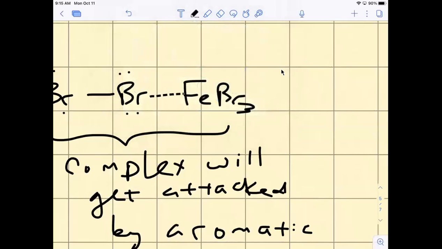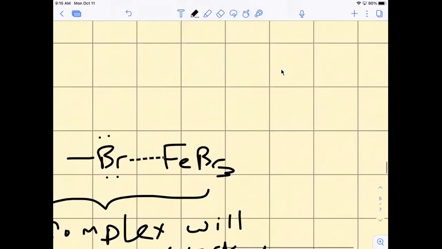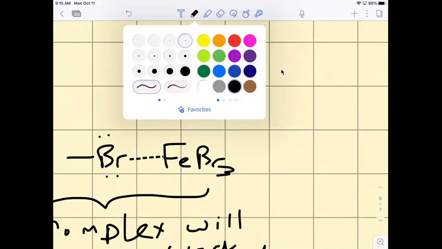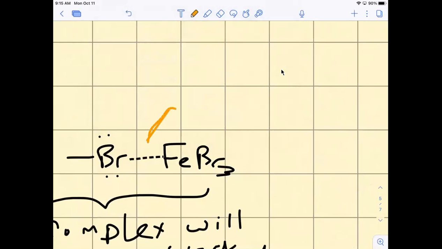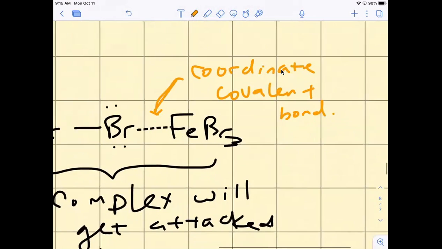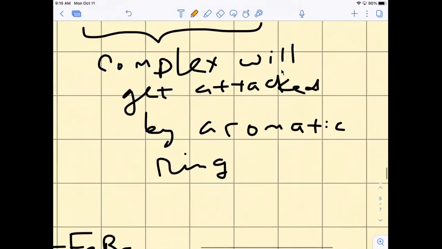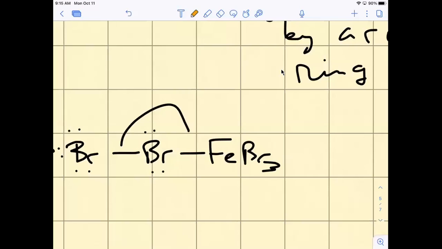So this is a coordinate covalent bond with that bromine. It's not fully covalent. It's just the electrons are donated into that d orbital, but it's not a fully covalent bond. So let me say that too. So that's a coordinate covalent bond. And then down here is where it will become fully covalent.